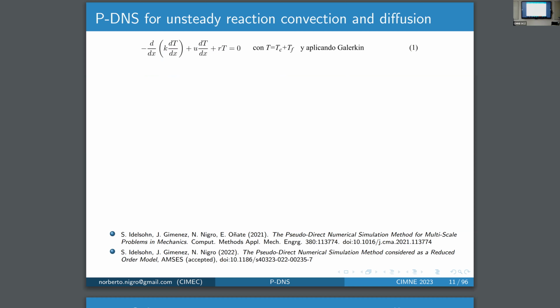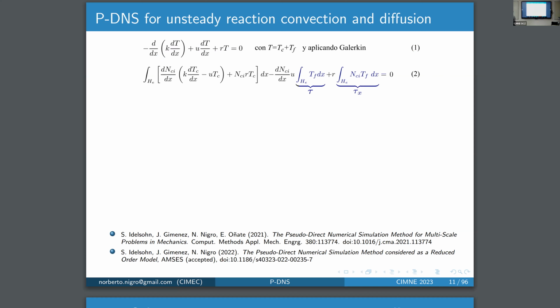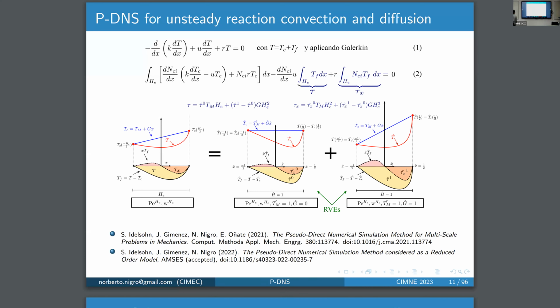And also we extend this for reaction, convection and diffusion in steady states. Here other terms appear when you do the algebra with the splitting of the node, that is not only the zero moment of the fine scale solution, but also the first moment of the fine scale solution. So you have to construct two variables, tau and tau x, with two canonical charging states. So this is some summary about how the technique works.